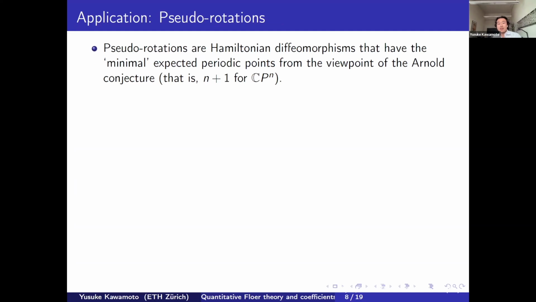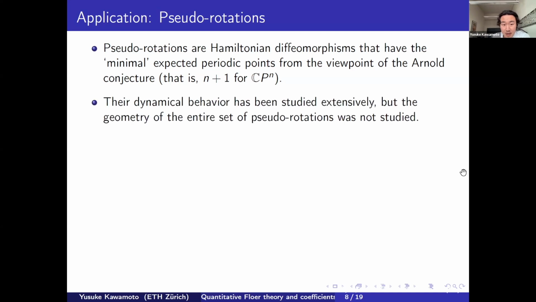Another application is on pseudorotations. So let me remind you that pseudorotations are special Hamiltonian diffeomorphisms that have the minimal expected periodic points from the viewpoint of the Arnold conjecture. For example, if you consider CPN, the Betti number or the cup length, whichever you take, it's n plus one. So I want you to think of a Hamiltonian diffeomorphism that has n plus one periodic points.